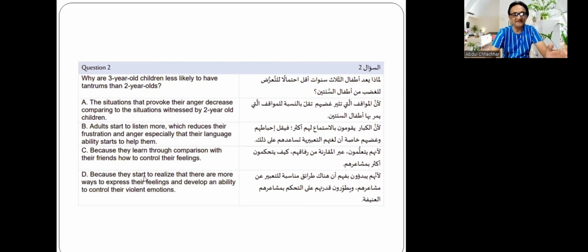Option D: because they start realizing that there are more ways to express their feelings and develop an ability to control their violent emotions. This is the correct answer. They realize themselves. When they grow, they realize that we can express our feelings in different ways. However, C is the distractor.